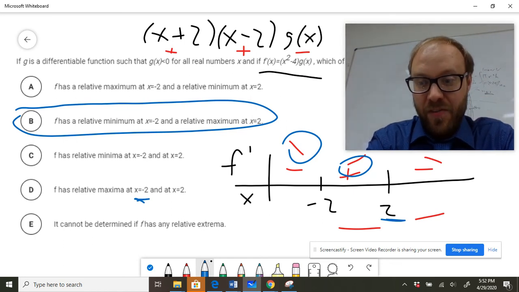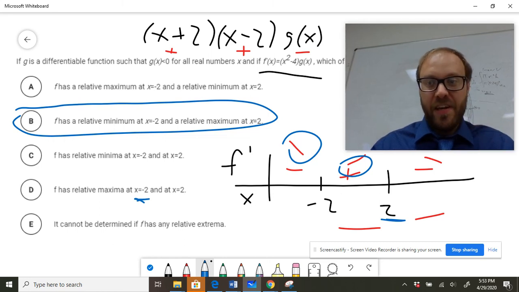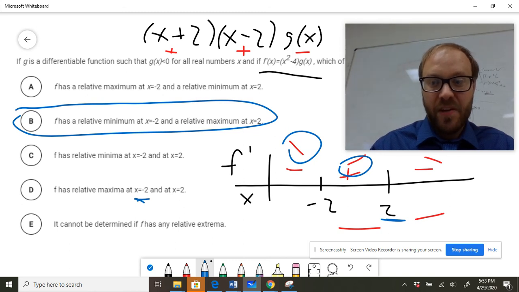Okay. Again, if you're trying to justify this on a free response question, if f prime changes from negative to positive, you have a relative minimum. If f prime changes from positive to negative, you have a relative maximum. Okay, so pretty nice problem there. Looked like it was going to be tricky, but actually relatively quick in the grand scheme of things. Could definitely see this showing up in an FRQ.